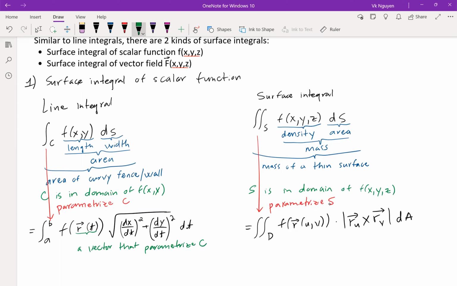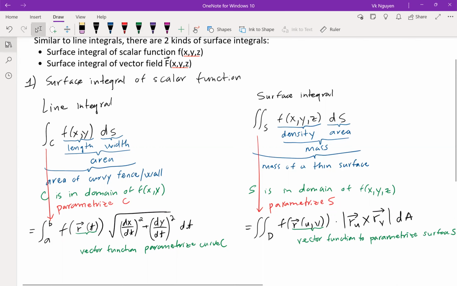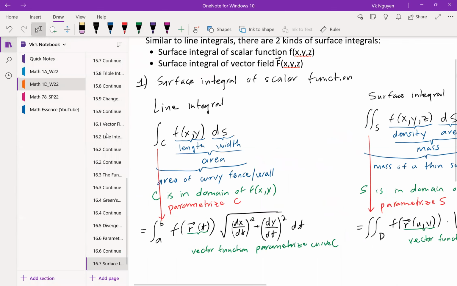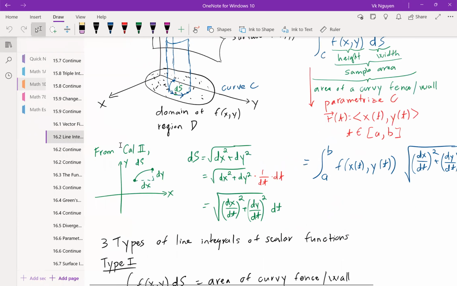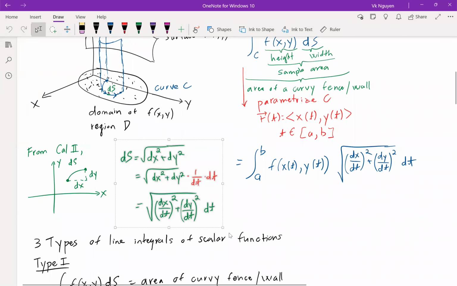And so this vector right here, it's a vector function. So yeah, the square root of (dx/dt) squared plus (dy/dt) squared, that one is just ds. Because we proved it last time. If you look at the previous section from 16.2, you see that, oh yeah, we did the ds right here.